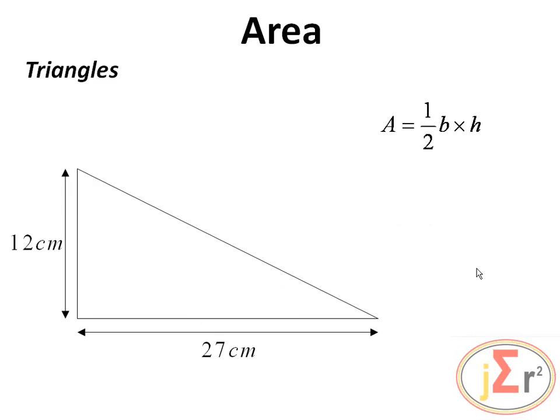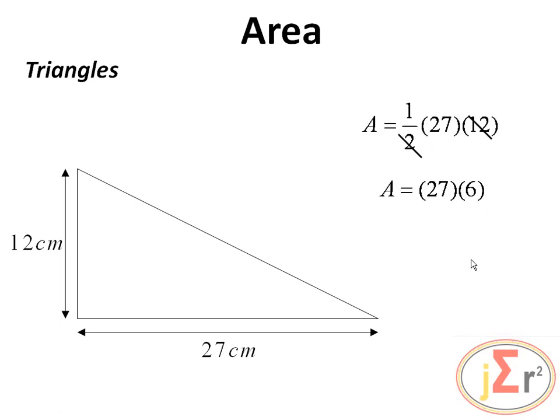Triangles continue. Continuing, the last one, I hope. Area is equal to a half times base times height, and the base is 27, the height is 12, and of course we may reduce that. 27 times 6, 2 into 12 is 6. So the area, multiplying 27 by 6, we will get 162 centimeters squared. So 6 sevens 42, put down the 2, carry the 4. 6 twos 12 plus 4 is 16, no problem.